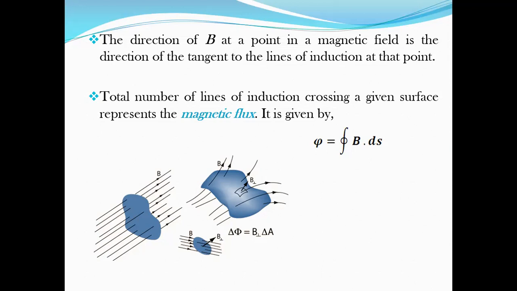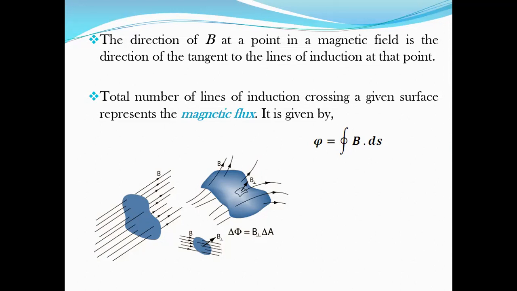that tangential direction will represent the direction of the magnetic field. That is, the direction of B at a point in a magnetic field is the direction of the tangent to the line of induction at the point. So the total number of lines of induction crossing a given surface represent the magnetic flux.